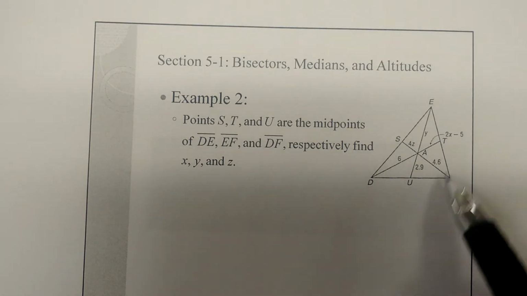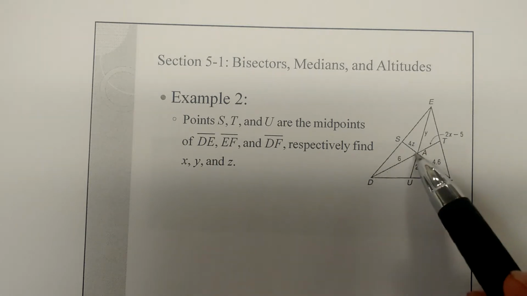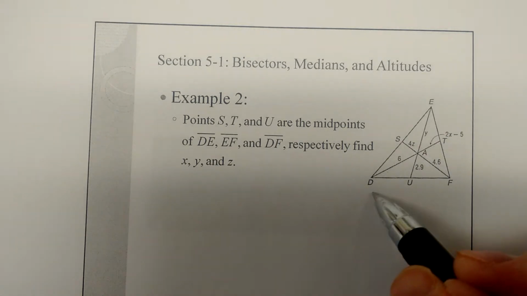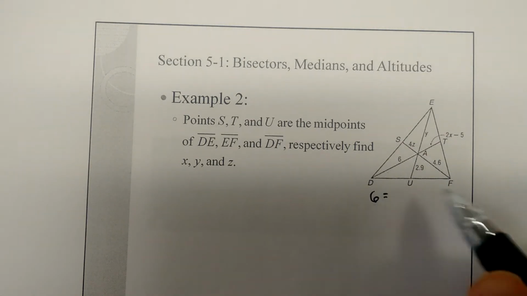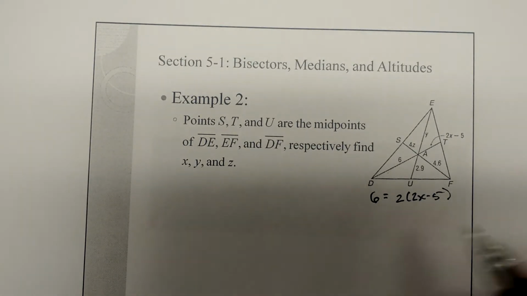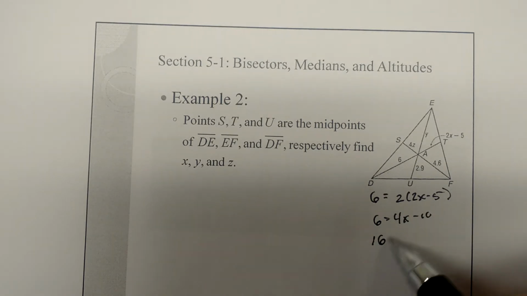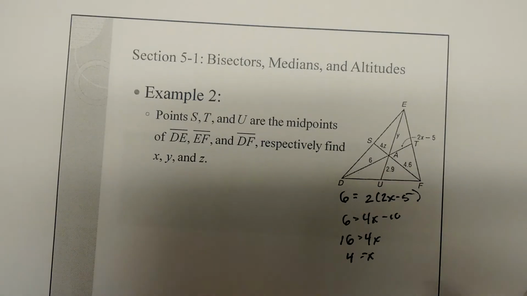Now, so here's X. So this section here, DA is twice AT. So I can set them as equations. So 6 is equal to 2 times AT. So 6 is equal to 4x minus 10. 16 is equal to 4x. X is 4. And then you repeat that process for all of them.